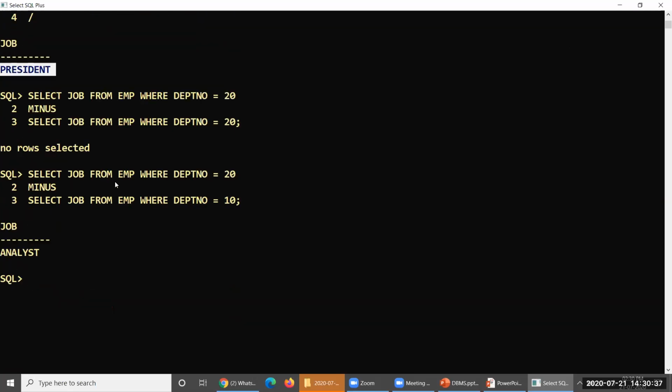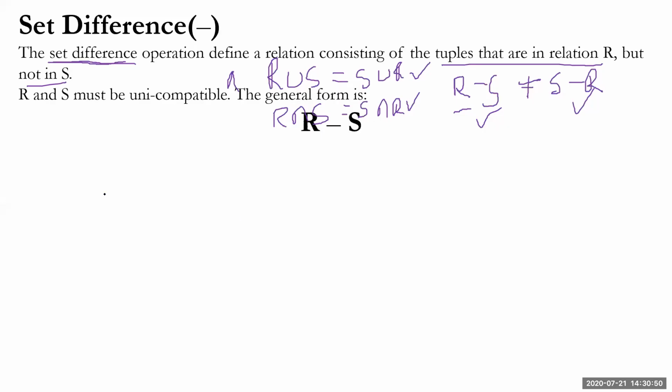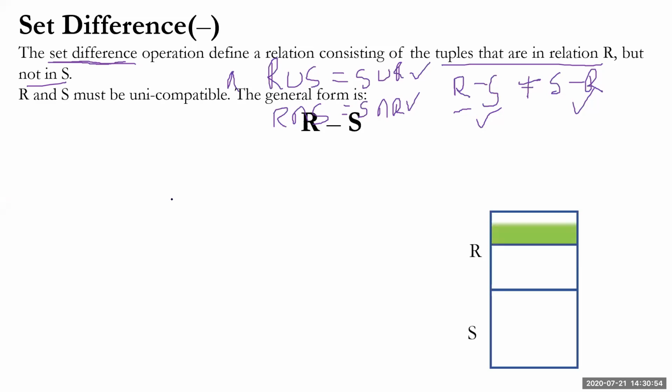Whereas if you operate 20 minus 10, the job for 20 minus 10, then you get a different result. So these two values are not equal. That is why these two are not equal here. You could see it in this way. This is R and this is S, and the data being taken here will be R minus S.